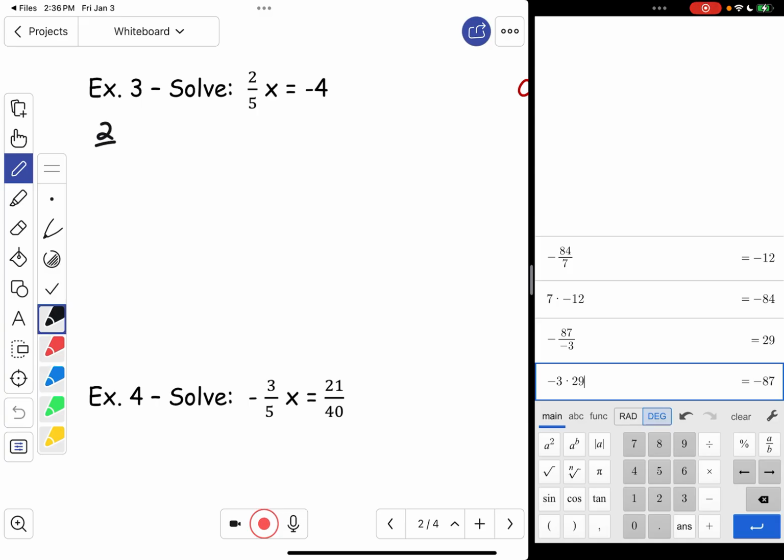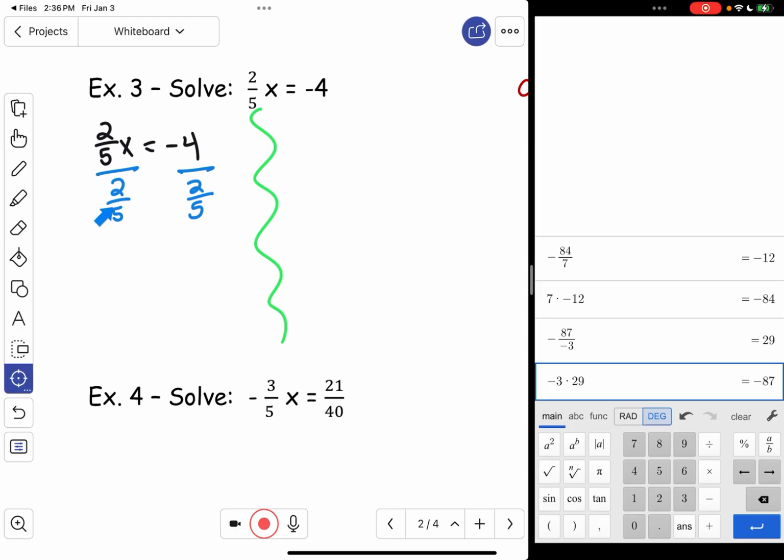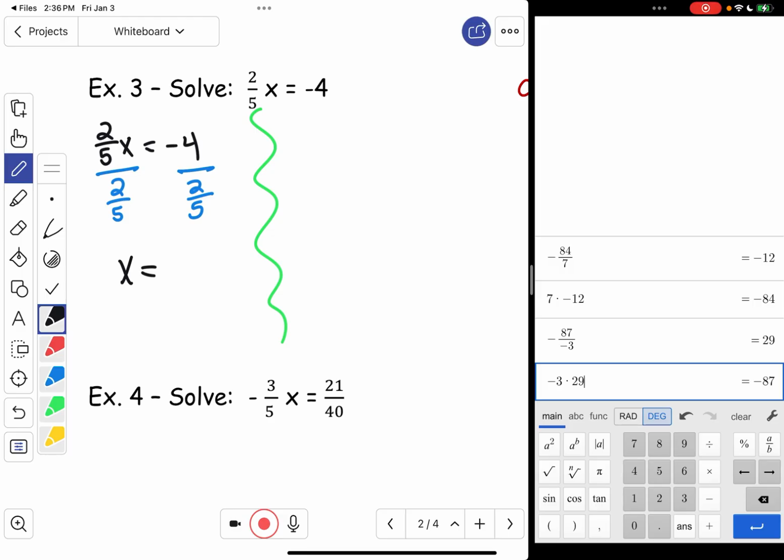So if I have 2/5 x is equal to -4, we can go exactly like what we just did, and we can say the inverse of multiplying by 2/5 is to divide by 2/5. 2/5 divided by 2/5, any number divided by itself is equal to 1, and 1 times x is x. These cancel out. And so then we simply need to use our calculator to do this kind of complex division.